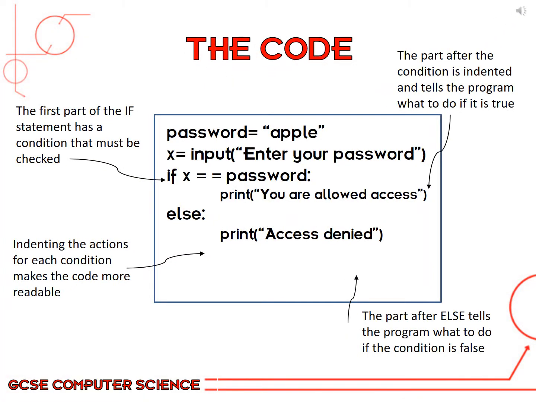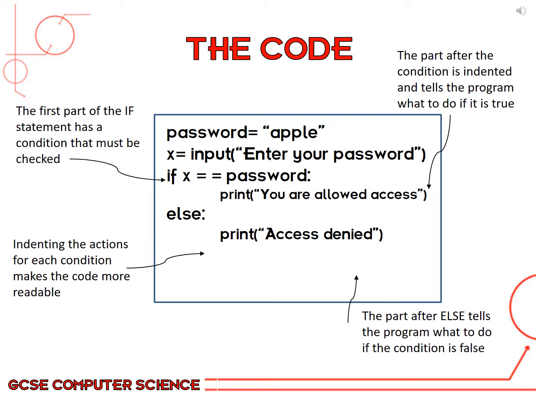So if we look at some Python code, because that's the one that you're probably most familiar with, for that simple flowchart, we need to set a variable. Well, in this case, it's actually going to be a constant. Password is equal to Apple. So we're setting the value of that particular constant, and it's a constant because it's not going to change during the program.